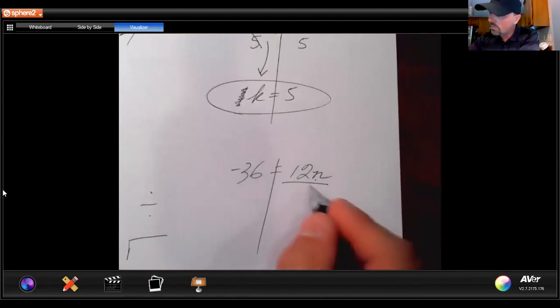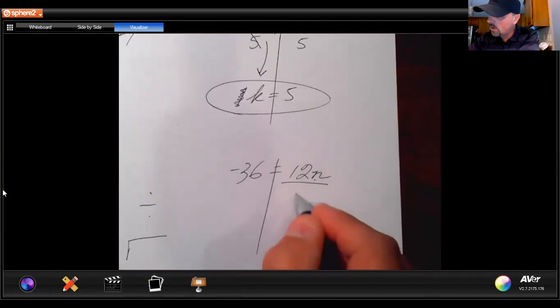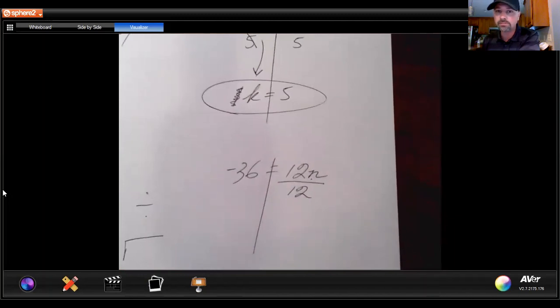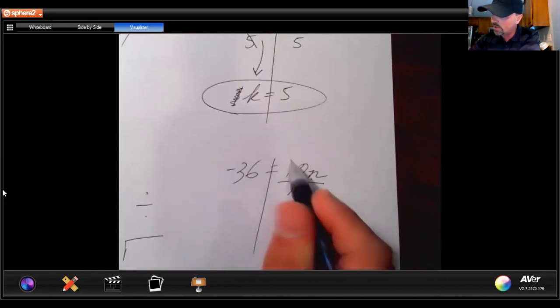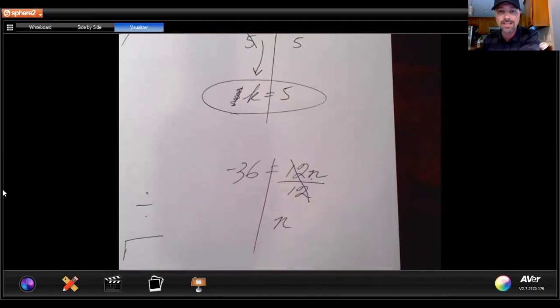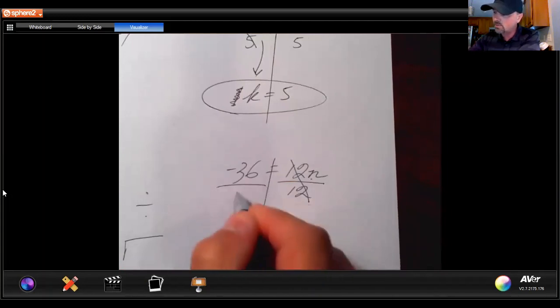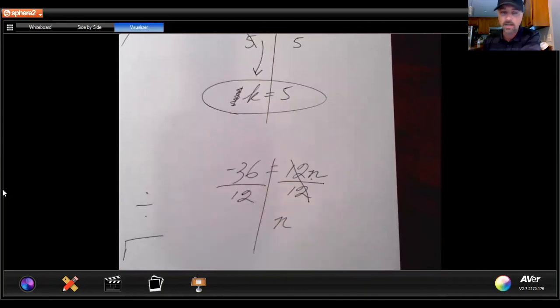Okay, and so this was multiplied by 12, so I'm going to divide by 12. I really encourage you to start showing your work this way so that you're just used to seeing it, okay? 12 divided by 12 cancels and leaves 1n. Keep it balanced. Divide one side by 12, divide the other side by 12.